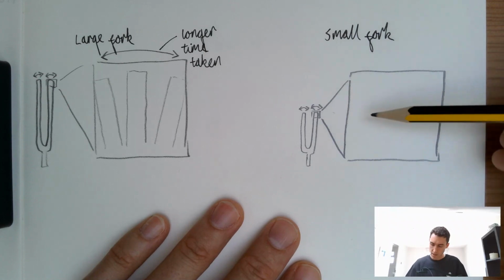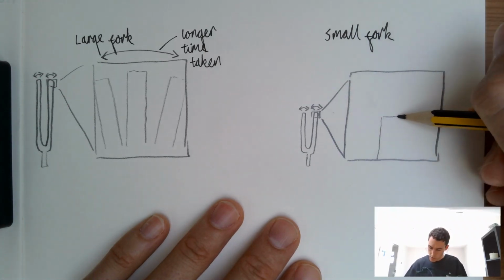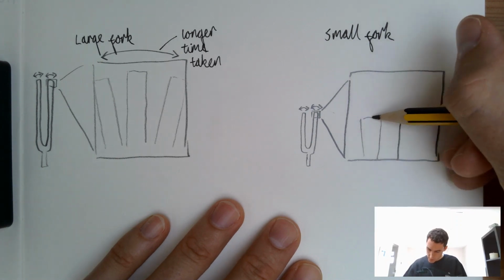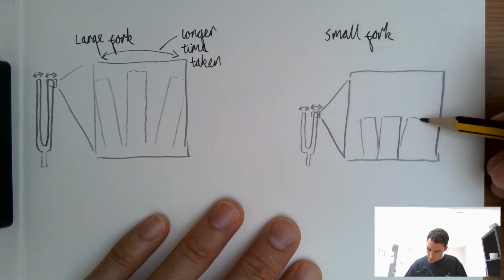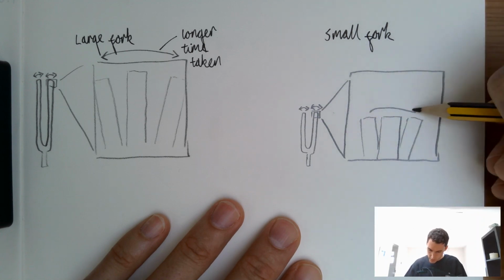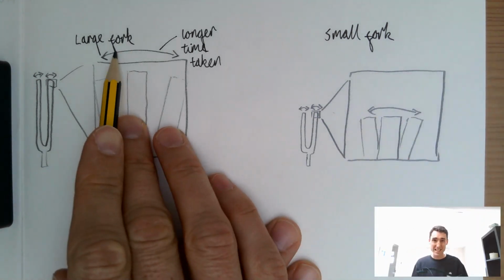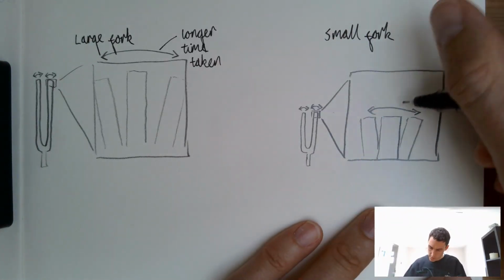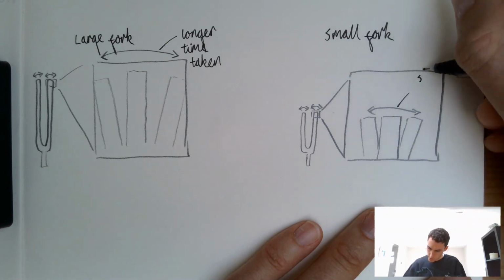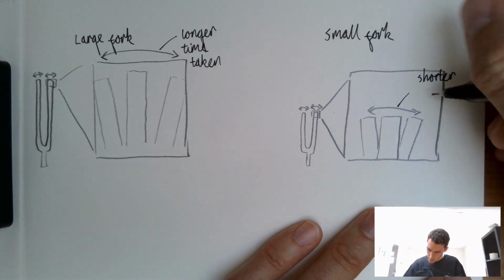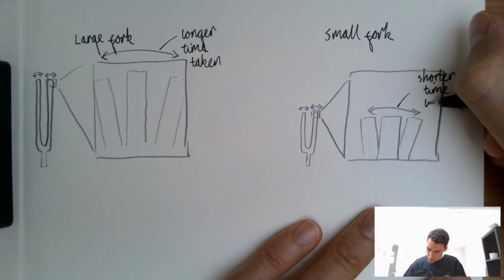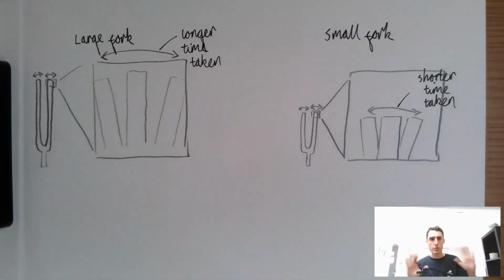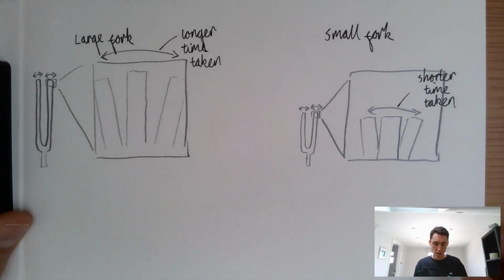What's different here is that because this is a smaller fork, to get to the same angle, this one doesn't have to travel as far. I hope that difference is clear: because it doesn't have to travel as far, it's a shorter time taken. So I might put shorter time taken. And so there we've explained this concrete difference in terms of something abstract.